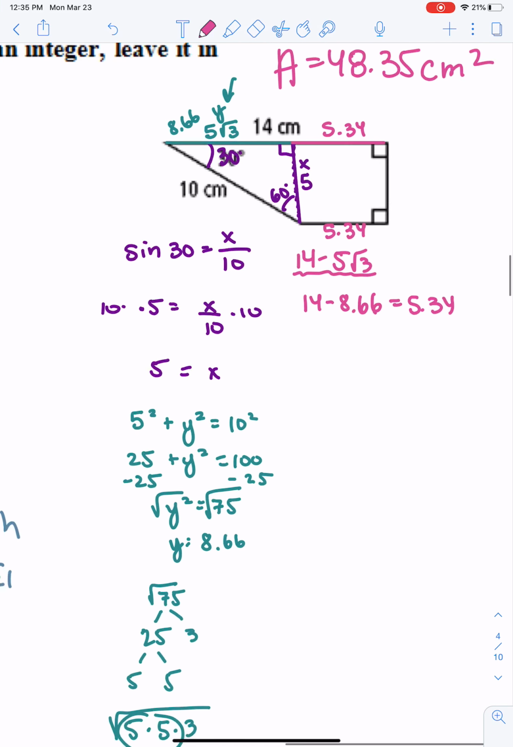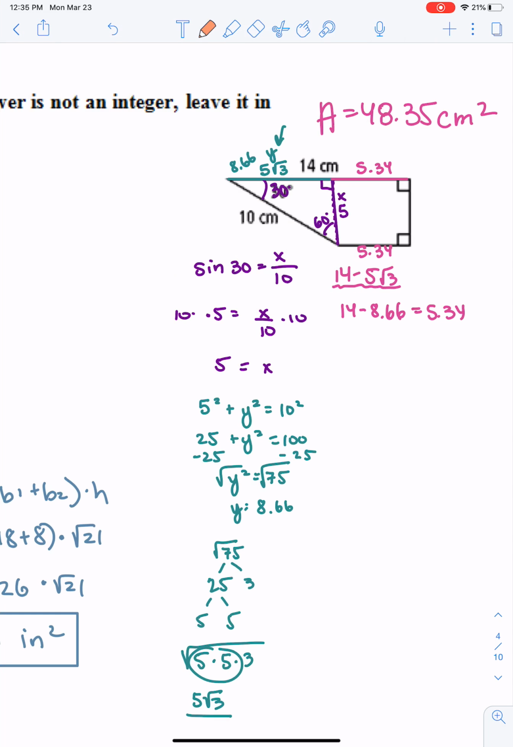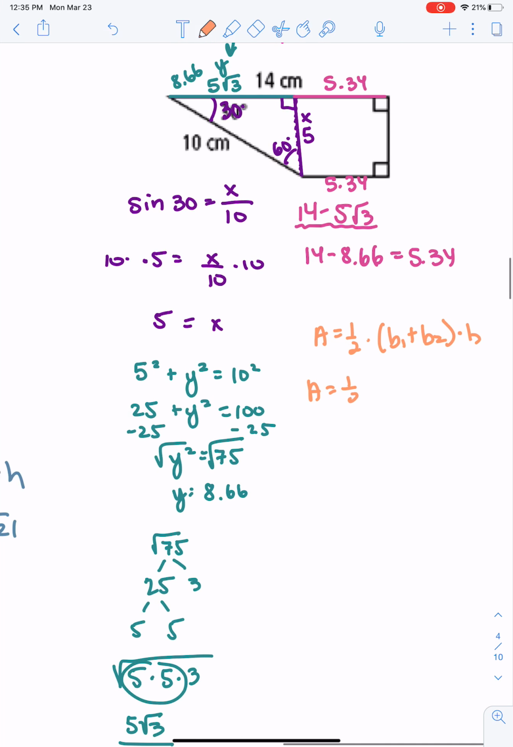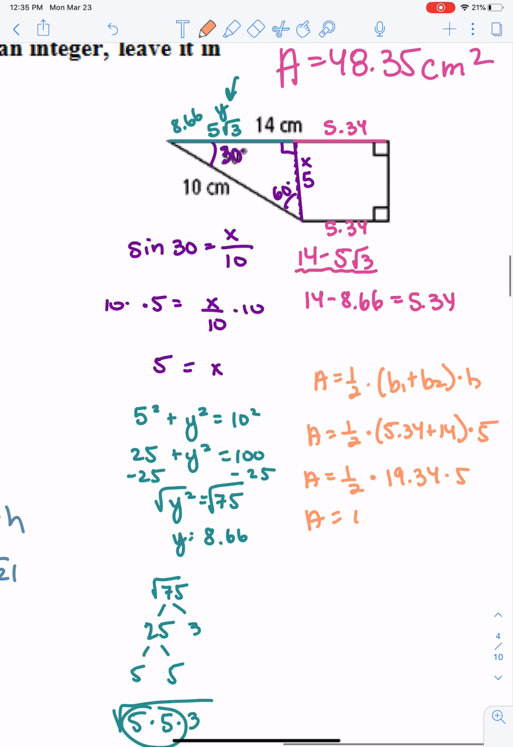So I could jump to my formula, 1/2 times base 1 plus base 2 times height. Not ACT way, we would say 1/2 times base 1 is 5.34 plus 14 times the height is 5. That would give you 19.34 times 5, and the area is 48.35, which is what I got.